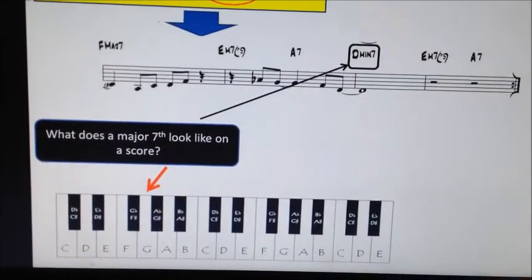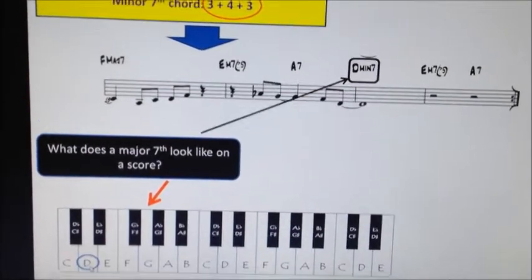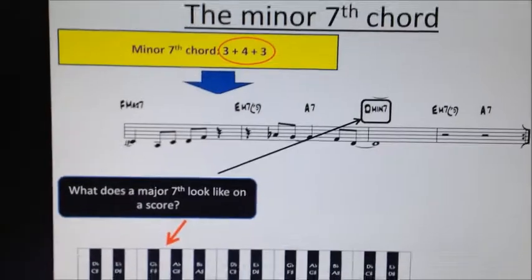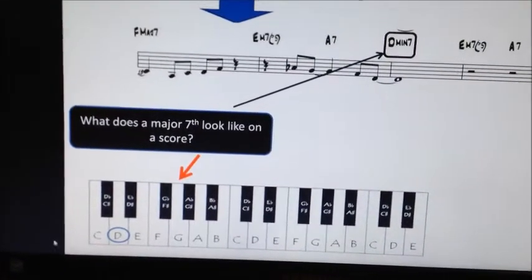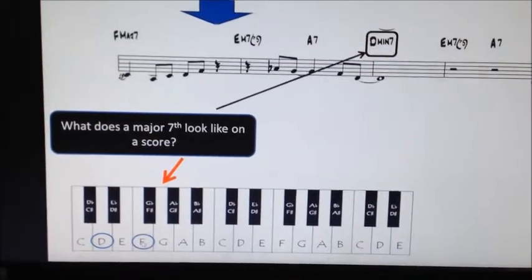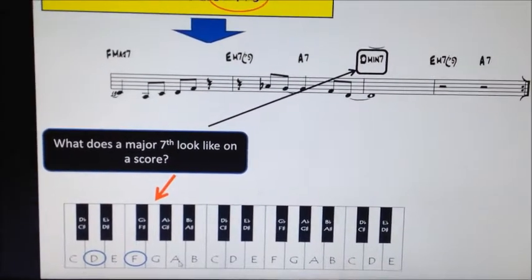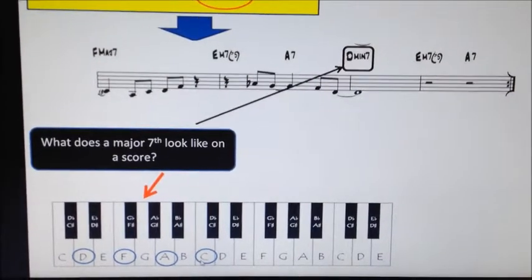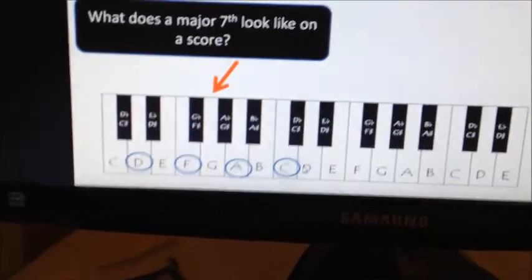Well, let's get our first note, shall we? D. Remind ourselves, 3 plus 4 plus 3. These formula patterns are really important to remember. They can really help you work things out. So, 1, 2, 3, that should be an F. 1, 2, 3, 4. Yep, 1, 2, 3. So 3 plus 4 plus 3. Makes sense. There's your minor seventh chord.